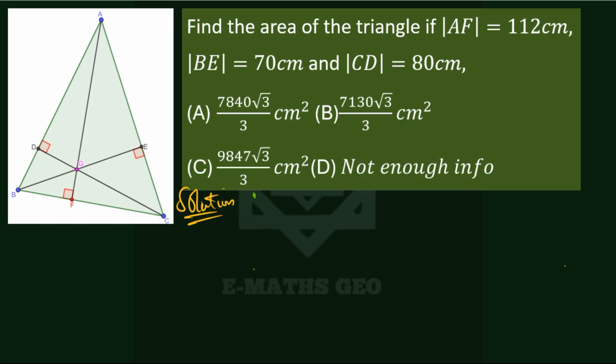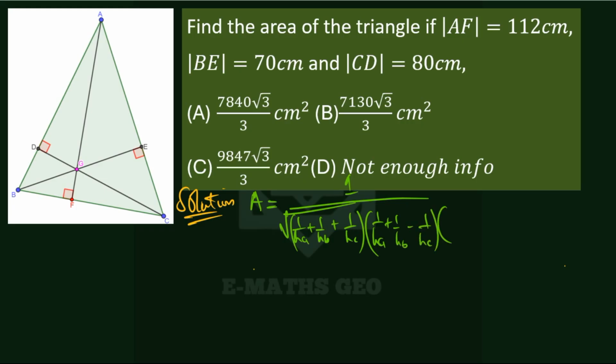The area of a triangle given the height is always equal to A = 1 over the square root of (1/HA + 1/HB + 1/HC) times (1/HA + 1/HB - 1/HC) times (1/HA + 1/HC - 1/HB), finally (1/HB + 1/HC - 1/HA). So that is the formula for the area of a triangle given the height. I'll prove it after this.